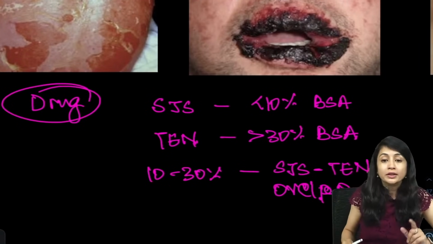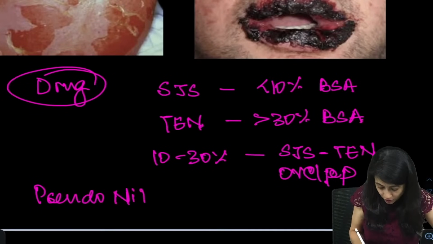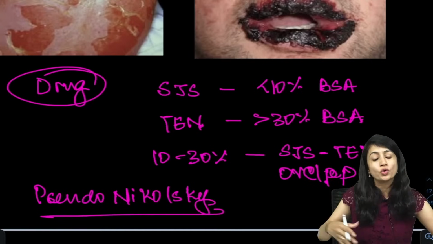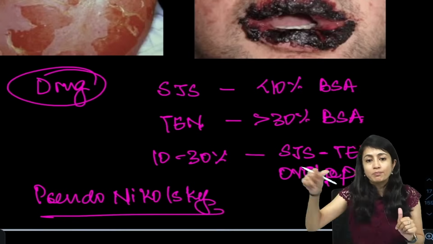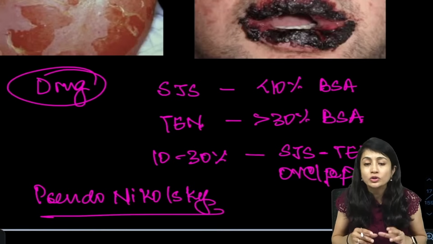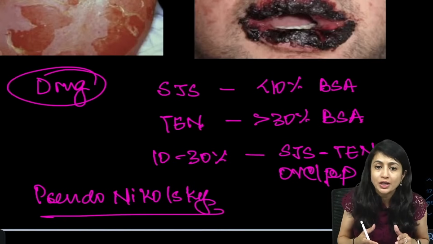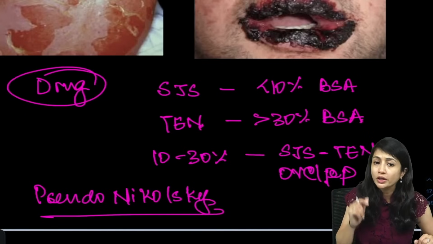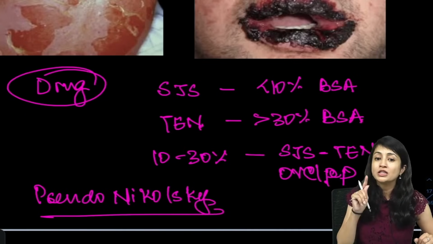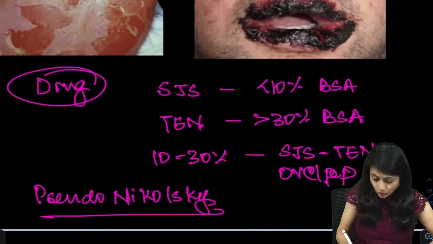Very good. So the test which is positive here is called pseudo-Nikolsky. What is pseudo-Nikolsky? We all know Nikolsky test is positive in intraepidermal disorders where you put a shearing force, and since the epidermal layers are already departed, the skin peels off. Here it is not because of antigen antibody deposition, it is because of drug induced keratinocyte apoptosis and acantholysis which leads to shearing away of the skin. So here also shearing of skin happens, but it is not because of an autoimmune process. So here we call it pseudo-Nikolsky positive.